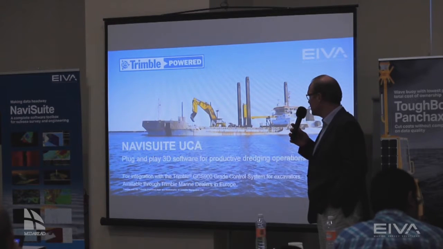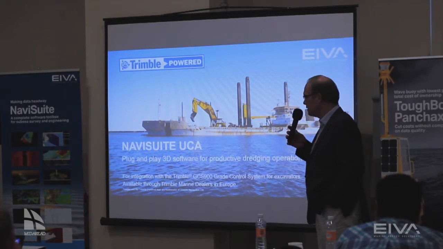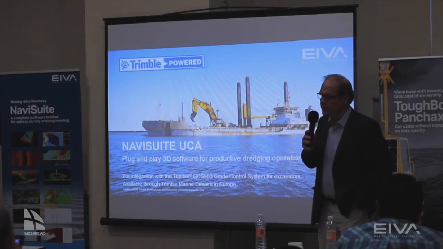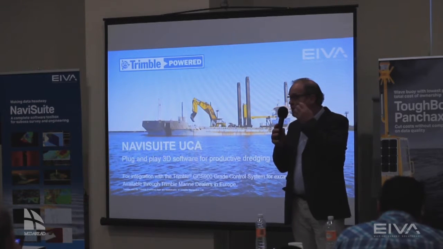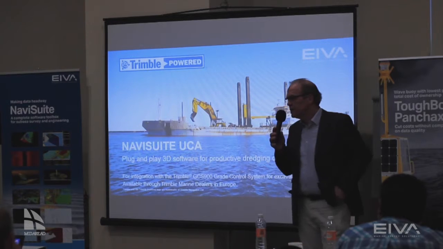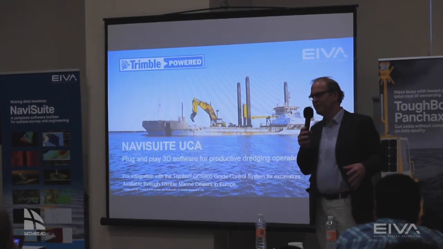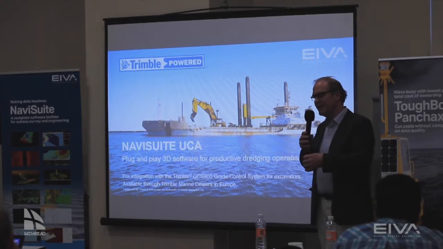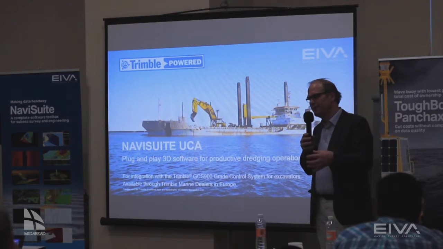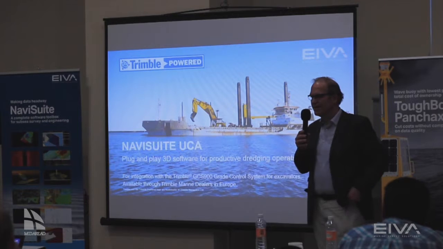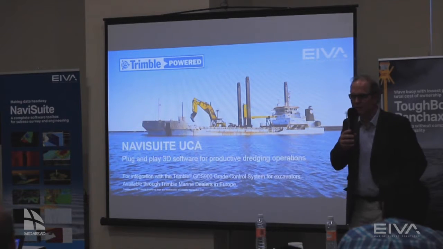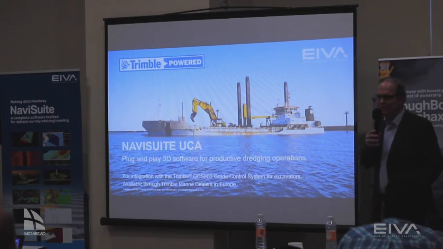I would like to talk about NaviSuite UCA. NaviSuite UCA is a tool which we have developed especially for Trimble. UCA is a special crab. It's a fiddler crab with a big claw on one hand and a very small one on the other side, staying the same figure as an excavator. That's why we named it.